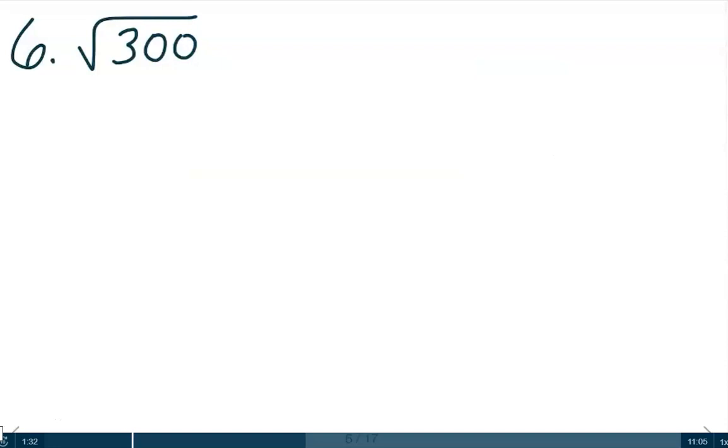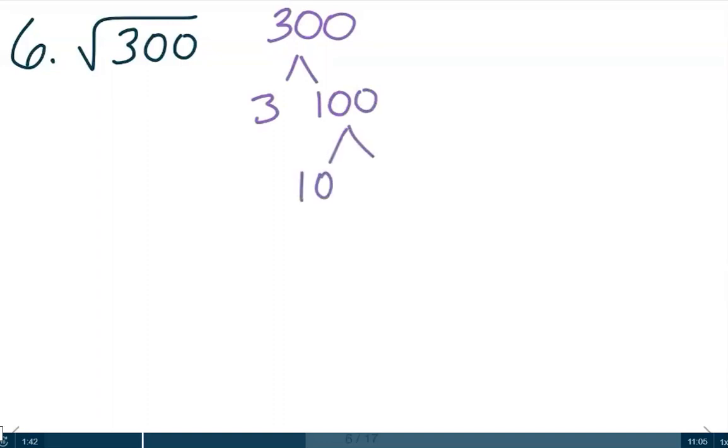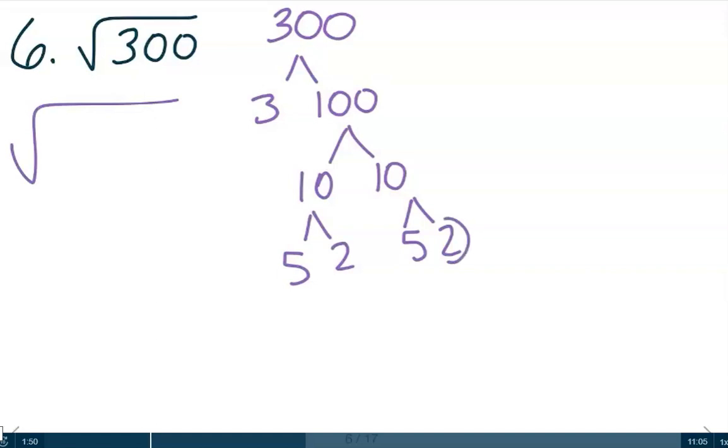300 is not a perfect square, but we can do a little factor tree. To multiply and get 300, most people probably think of either 3 times 100 or 30 times 10. Either one would work. If you go with the 100, 10 times 10 is 100, 5 times 2 is 10, 5 times 2 again is 10. So instead of square root of 300, we can write 2 times 2 times 5 times 5 times 3.